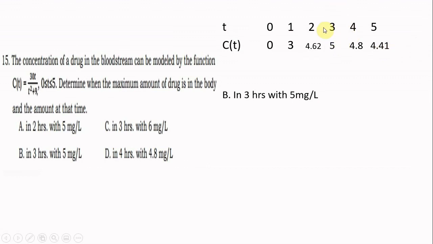So which of the ordered pairs has the greater value of the concentration of the function c of t? It's only this one, 5. At 3 hours, the maximum amount of drug in the body is 5 milligrams per liter. So this is the answer, letter B.